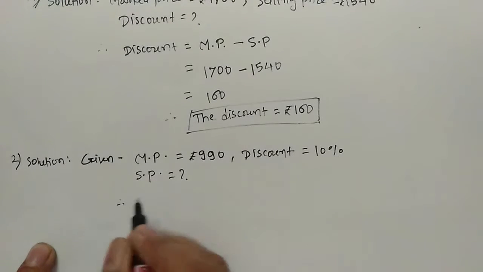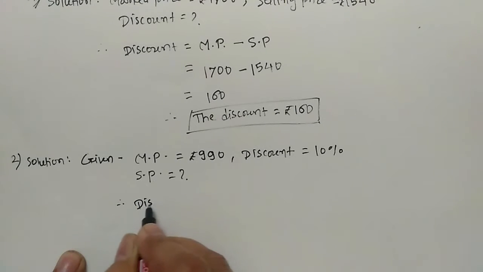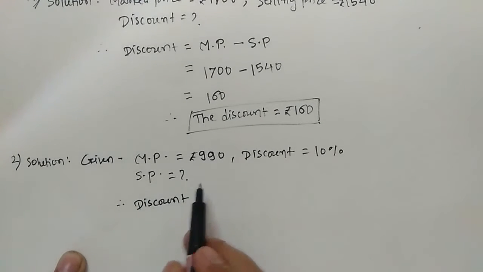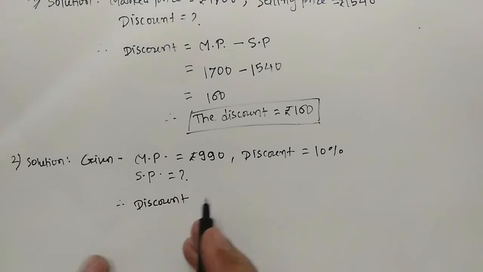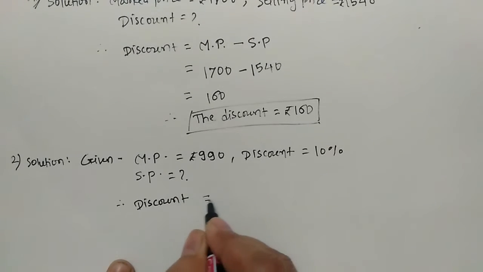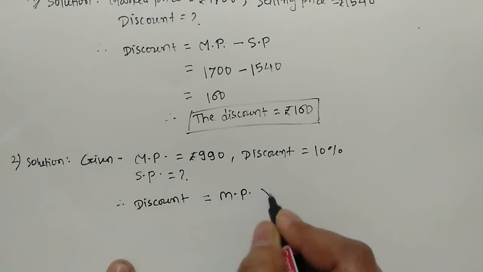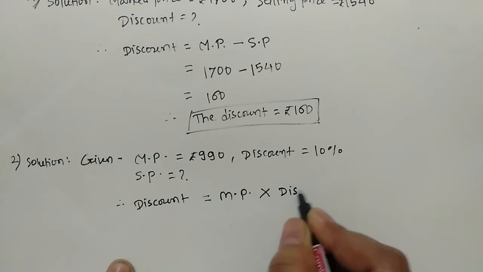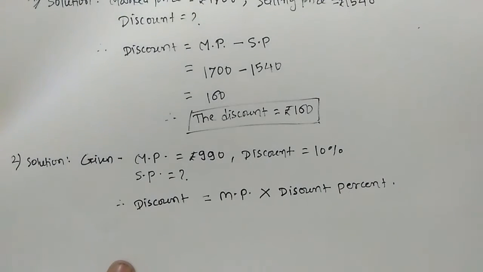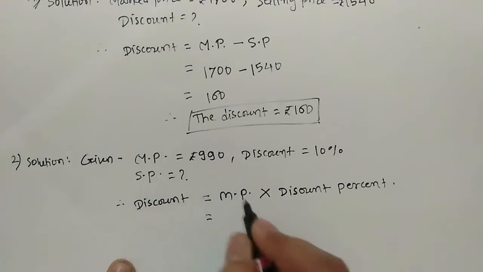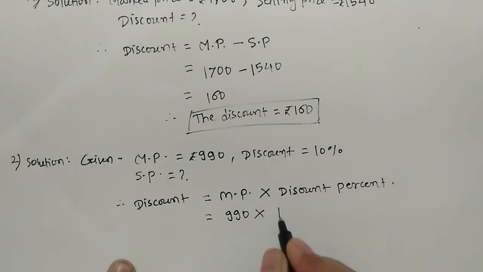See the formula. So therefore firstly calculate the discount, because to calculate the selling price we need the actual amount of discount. So discount is equal to mark price multiply by discount percentage. So put the values here. MP, mark price is 990, multiply by discount percent is 10 percent.